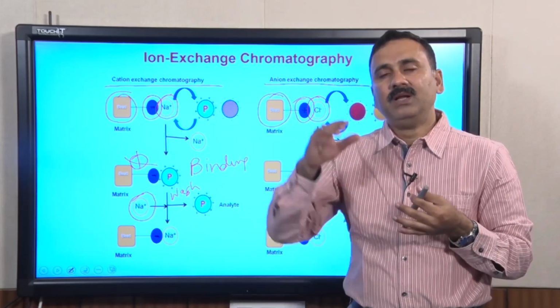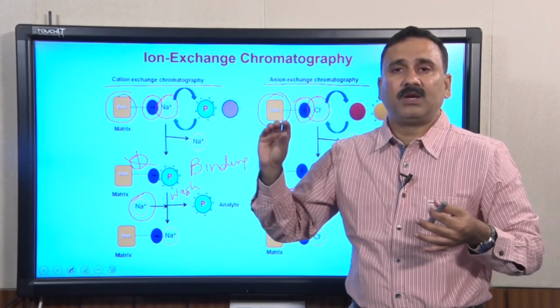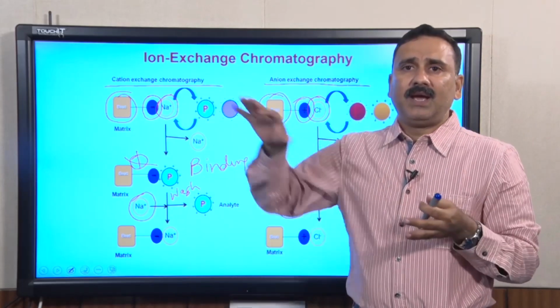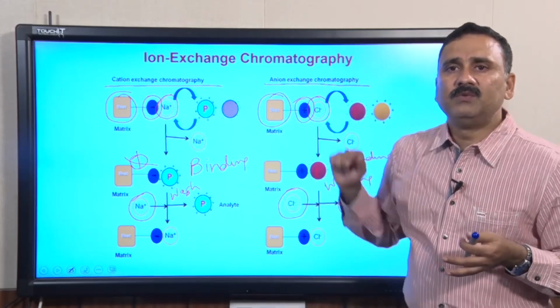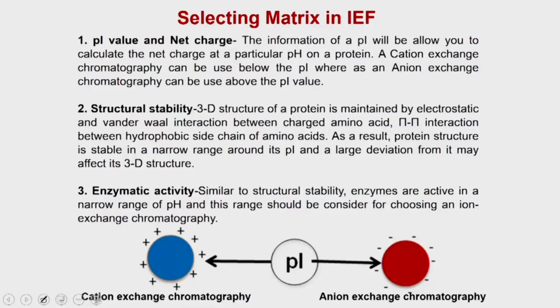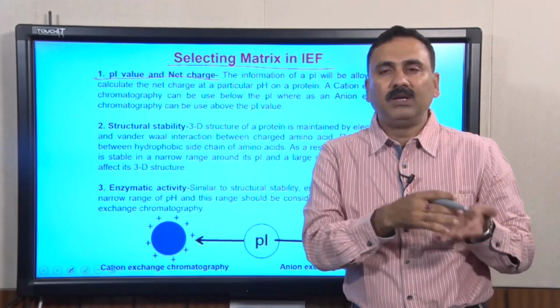So, by this the cation or the anion exchanger can be used to purify a protein with the help of the negative or positive charges present on the proteins. But the question comes: under what condition will you use an anion exchanger, or under what condition will you use cation exchange chromatography? So, how will you select the matrix in ion exchange chromatography? One of the crucial parameters is the pI value and the net charge. You know that every protein has different types of amino acids, and these amino acids collectively provide the negative or positive charges.